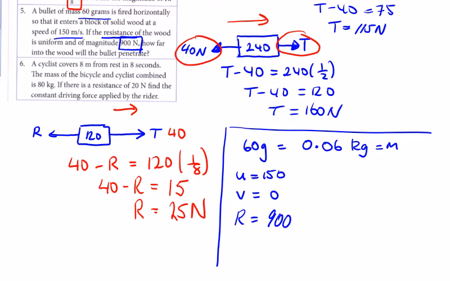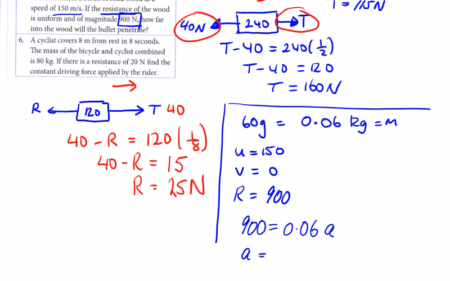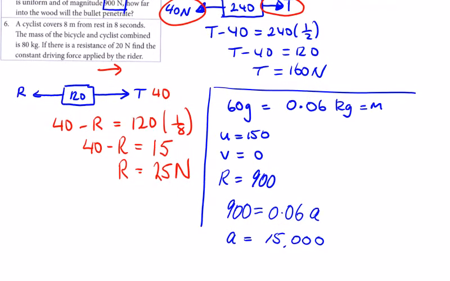So if we have my force, 900, is equal to MA, 0.06 times A, we'll get acceleration. 900 divided by 0.06 is 15,000 as my acceleration, but that would mean it would be getting quicker. So we can see here how this resistance force is a minus, and acceleration is a minus 15,000.